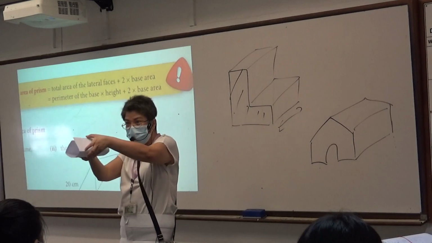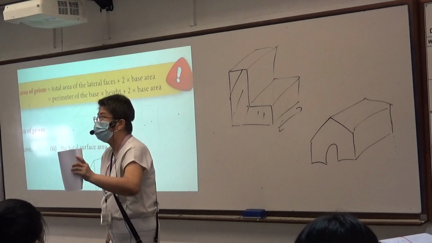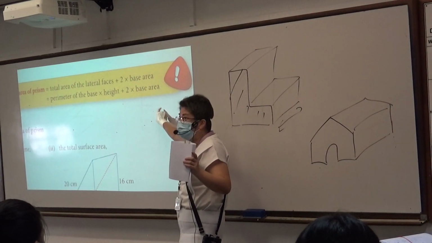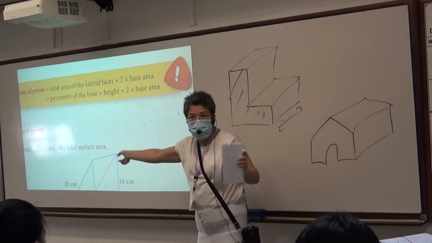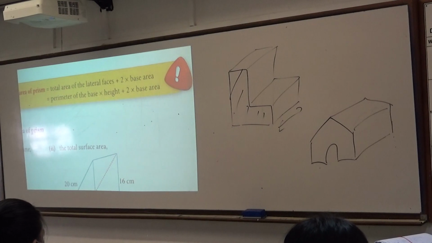What is this prism? It's like a Pokemon like that. Got bottom, don't have top, then how? Then only one base area. Must be careful. Understand? Now, since I'm at this juncture, I will demonstrate to you the cylinder also.